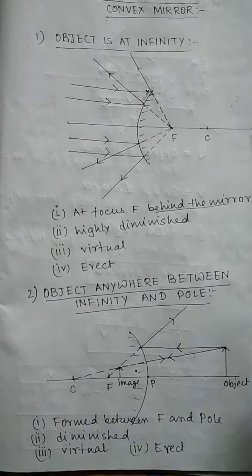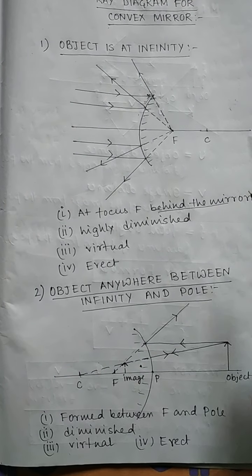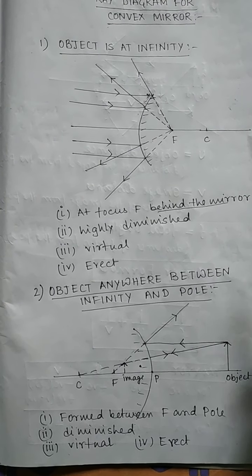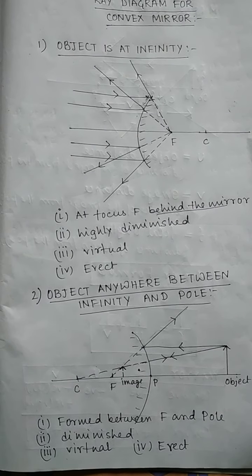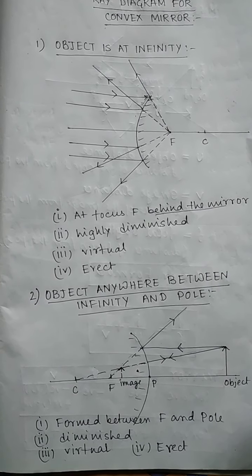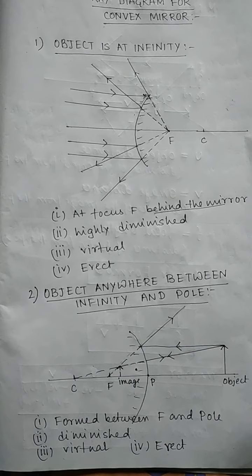So these are the ray diagrams for a convex mirror. There are only two cases. Please go through them. In our next class, we will study about sign convention and mirror formula.